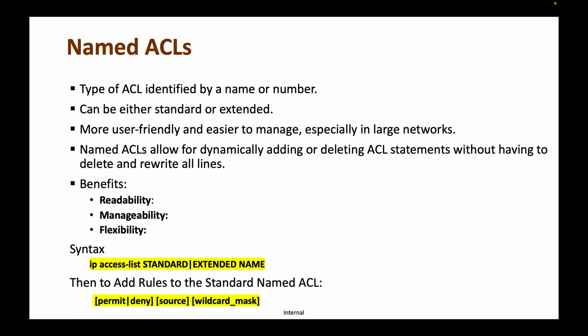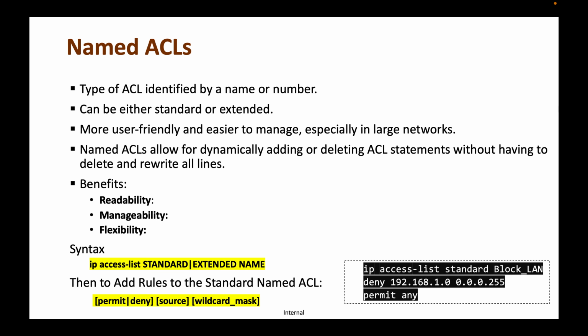For example, if you see the syntax, it permits or denies, and then you can use the source along with the mask. So when you configure the ACL, it will look like this. For example, IP access list, I'm using standard, blocked so and so LAN, and deny this, and then later on permit any, because permit any is required. Because there is an implicit deny, right? Invisible deny, as I said.